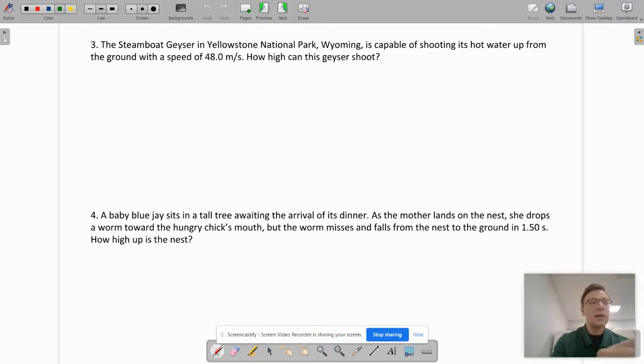So I like to draw an example here. So we've got a geyser and it's shooting water up like this, right? The water's getting shot up. Well, it says that it's shot up with a speed of 48 meters per second. Okay, so that is defining the direction up as the positive direction because it gave us a positive velocity.